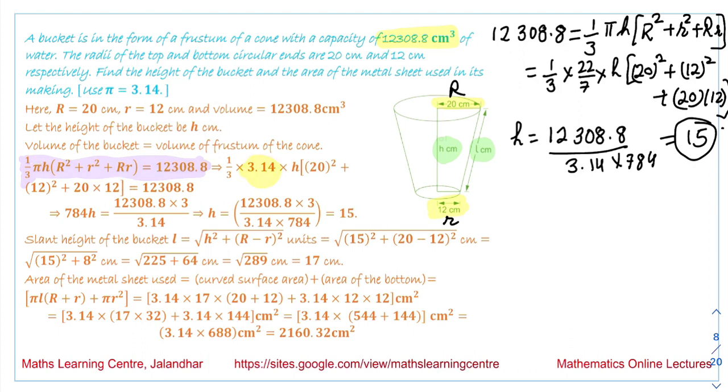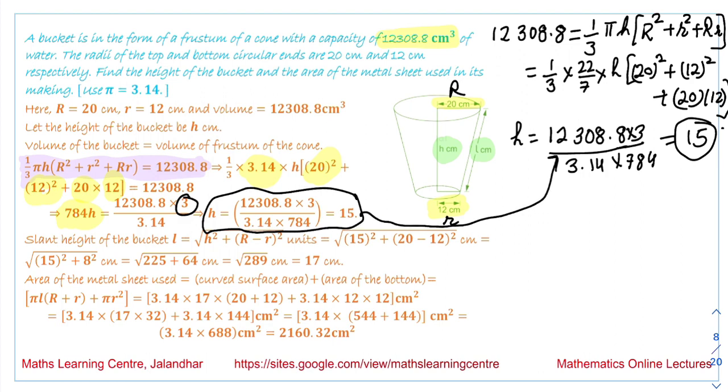This is pi, then it is capital R square, small r square, capital R into small r. On multiplying these terms, we will get 784 into h, and it is equal to this, into 3. This value we are saying, and the final answer we will get is h equal to this. So you can check these calculations on your own, whether you are obtaining the value of h as 15 or not.